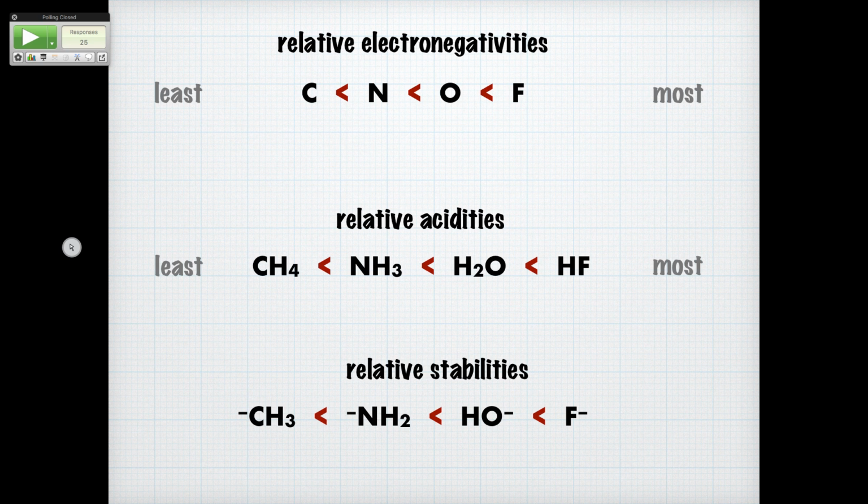Okay? So of those, who's the most stable? Fluoride ion is. Now, do you remember saying that if you have a strong acid, the conjugate base is strong or weak? Weak. Do you remember that? And if you have a weak acid, the conjugate base is strong.